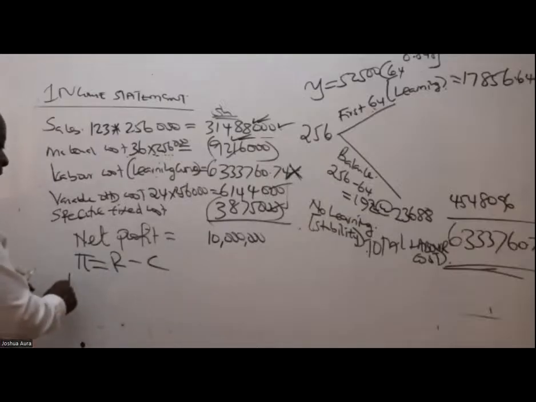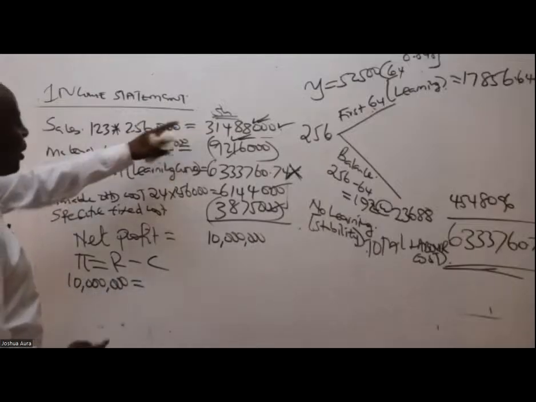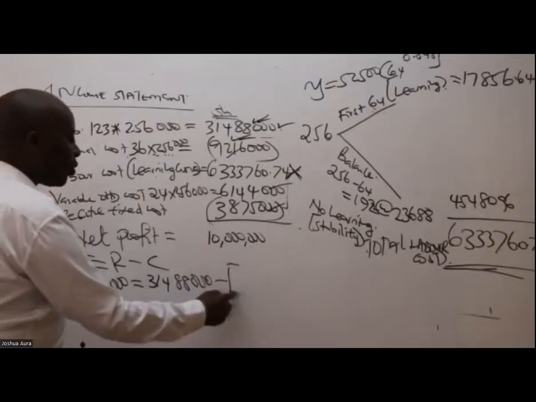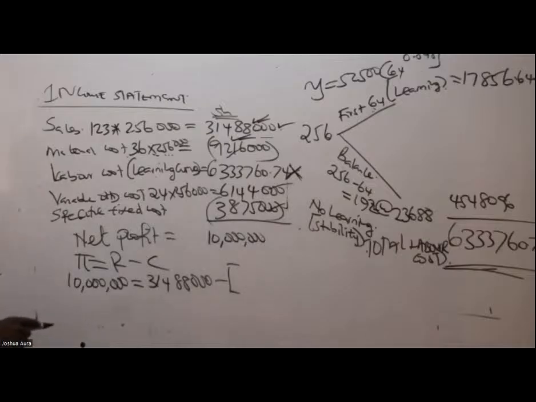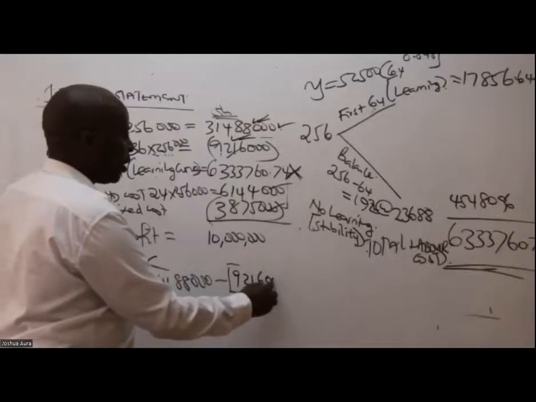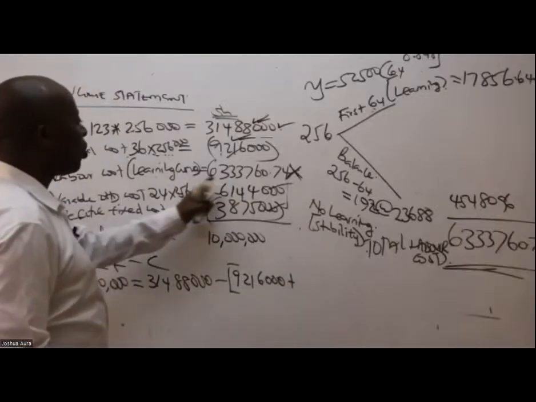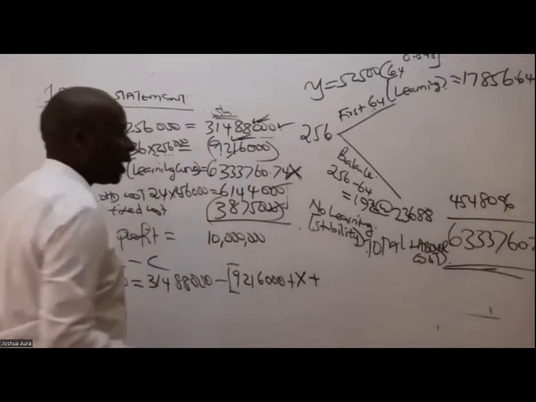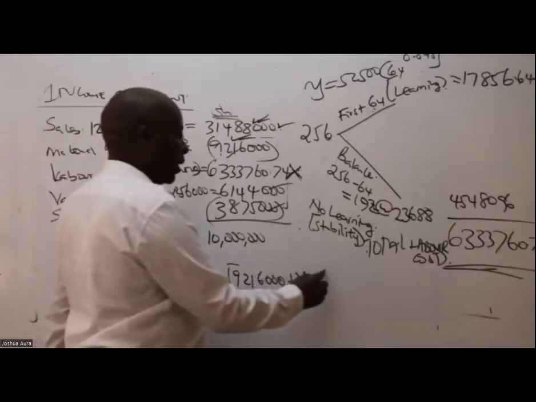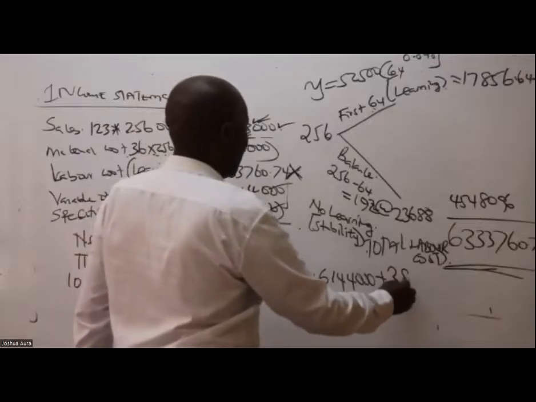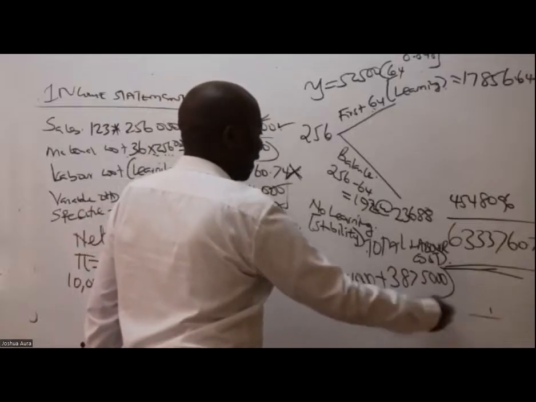So my profit here is 10 million, which will be equal to the revenue that I already have of 314,88,000. I say minus cost, put them into brackets like that. The cost that will remain the same, again, is 921,6,000 plus labor cost. I expect a different figure. So I'll let the new labor cost there be X plus 4,000 plus 5,000 like that.